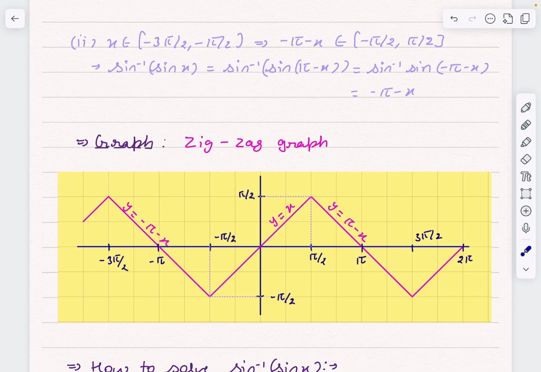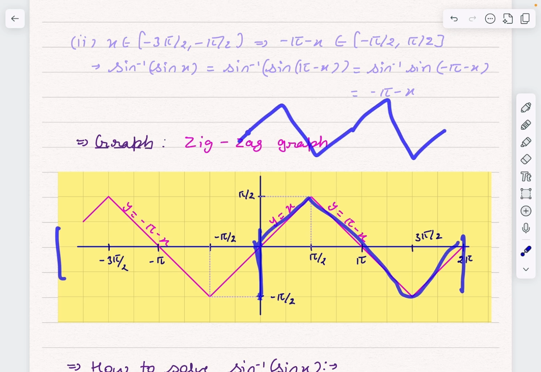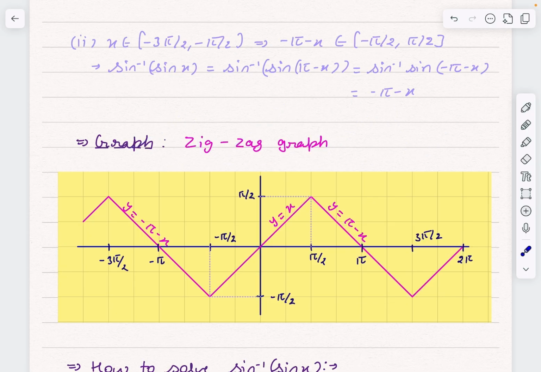So whatever graph you see from 0 to 2 pi, the same thing will repeat everywhere. So 0 to 2 pi is like this, no? Same thing will repeat everywhere. So a zigzag graph. Just keep this thing in your mind, zigzag graph. That's all.